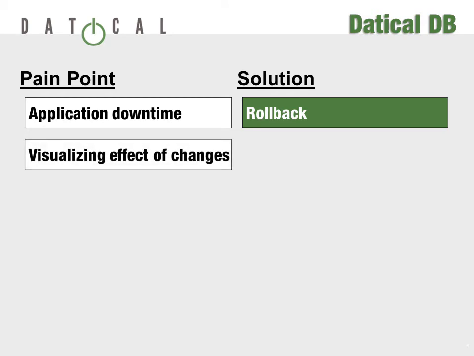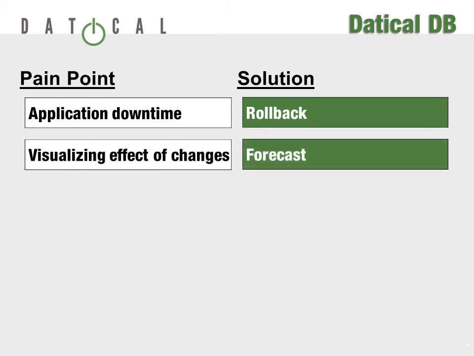Multiple teams and environments are involved throughout the update process, leading to uncertainty about how the production database will be affected by changes. Datical DB's forecast feature allows users to instantly visualize database changes by displaying information about change effects on the database schema.